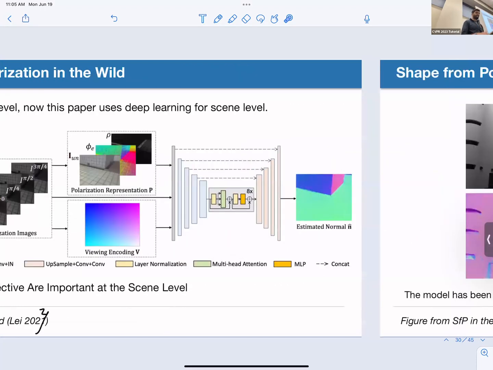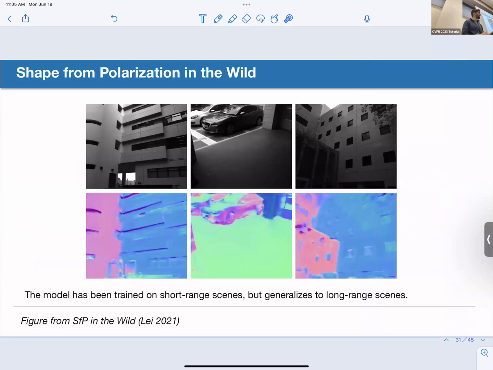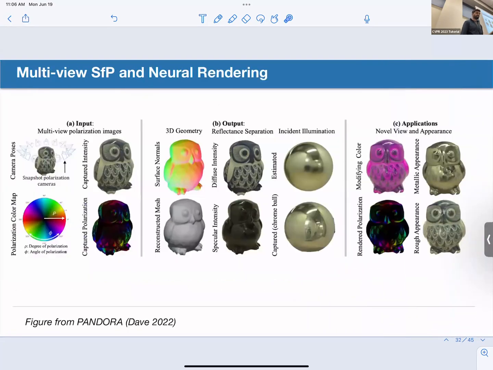So the authors did have nice, cool results in their paper where they're actually showing buildings and cars and stuff that are out of distribution in terms of what you capture, and you're able to generalize to get shape here. So these are pretty good surface normal results. You can see that the very strong contrast between the walls of the building is really nicely picked up in the result here. Okay, so this is Shape from Polarization in the Wild.